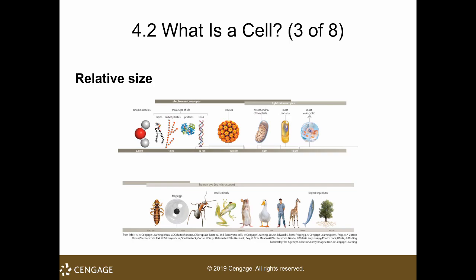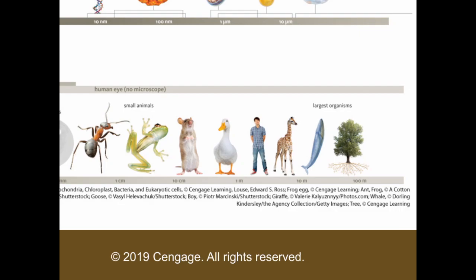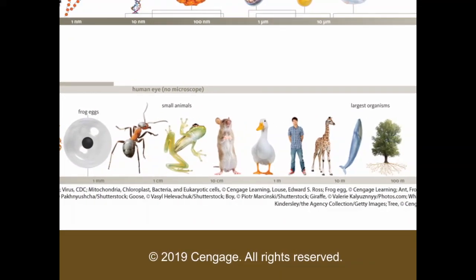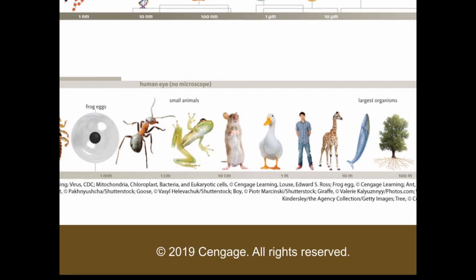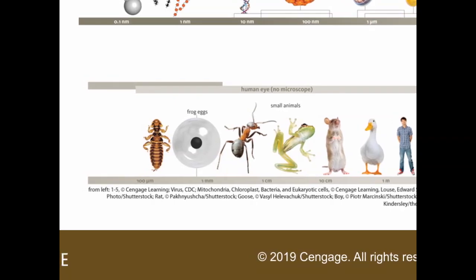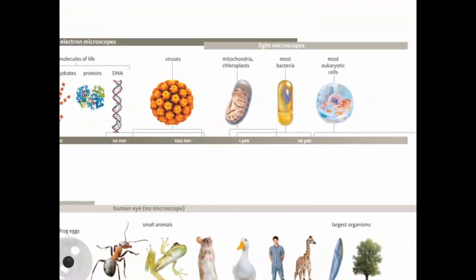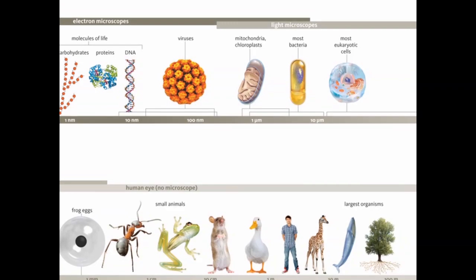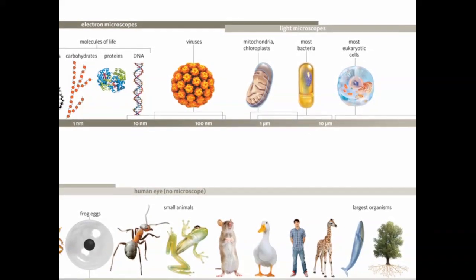So how big are the cells, or rather, how small are your cells? Here is a graph of the sizes. Let's start with the largest. This is a tree, this is a whale, a giraffe. A man is around 1 or 2 meters tall, and then going smaller, you have your duck. The ants are around a few centimeters, and then when we count in millimeters, we arrive at the eggs of the frogs. And then going smaller, for most eukaryotic cells, the sizes are in the hundreds of micrometers.